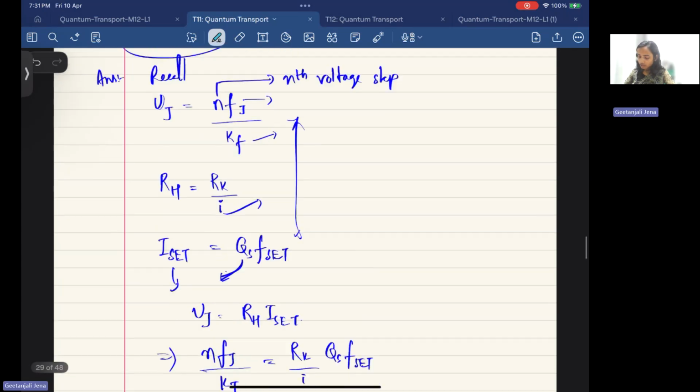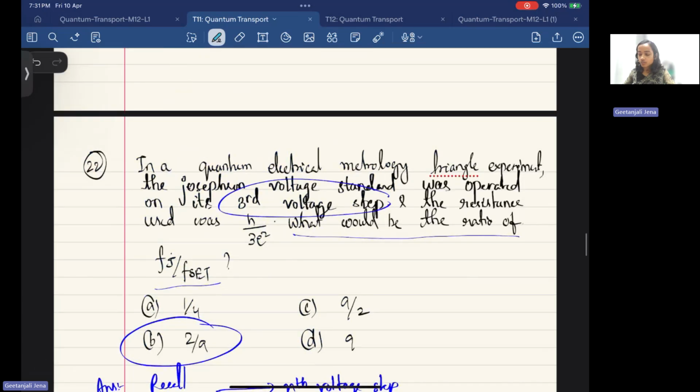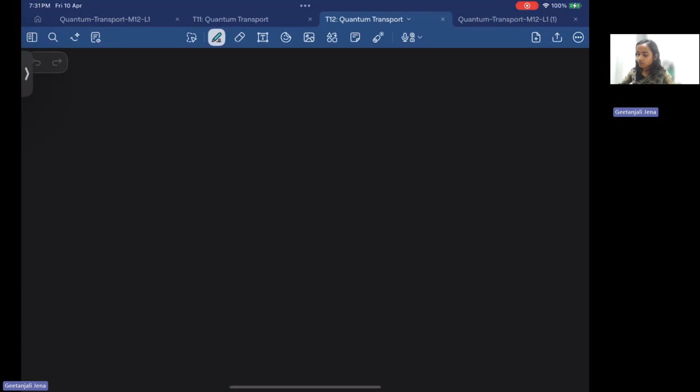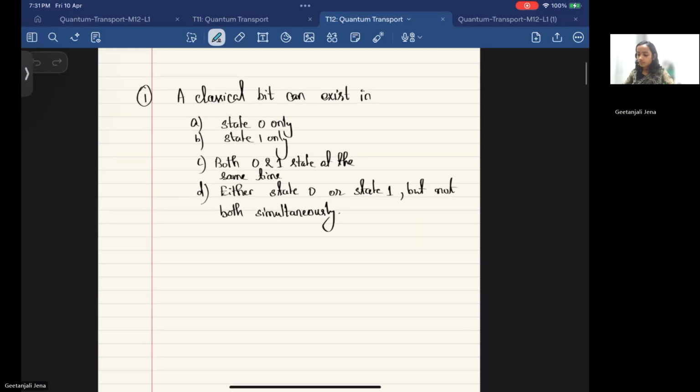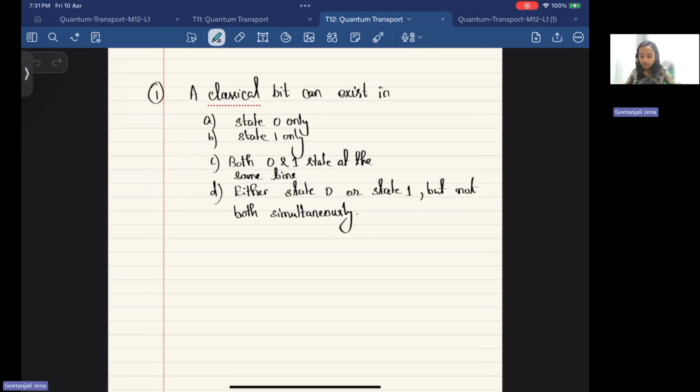Okay. I think this is the remaining question related to week 11. Now let us solve the questions related to week 12. Mostly the questions are more conceptual ones. So let us see.